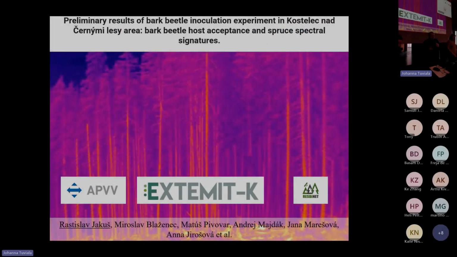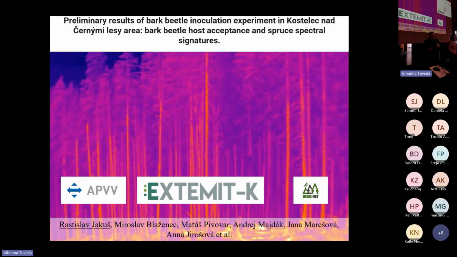Thanks. This is a presentation of our common work of a bigger team, with teams from Prague and from Zvolen. We were doing some experiments in coastal Černý lesy.